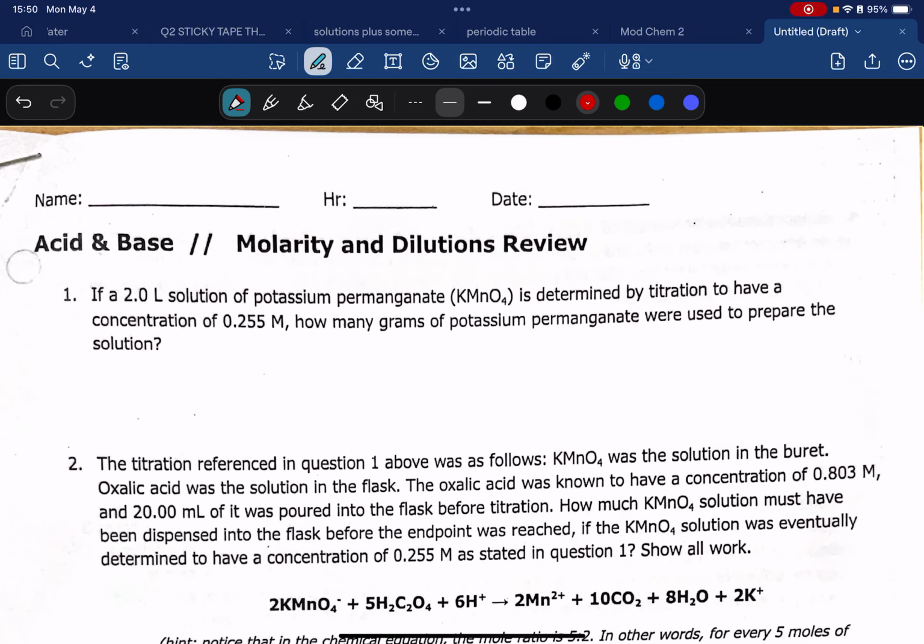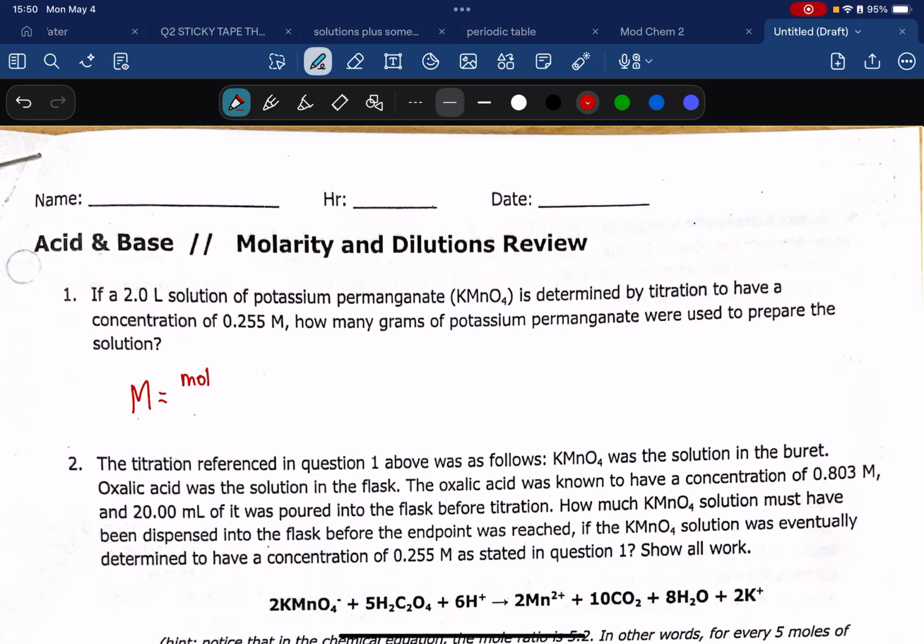All right, question 1 here. A 2-liter solution of potassium permanganate, which is KMnO4, is determined to have a concentration of 0.255 molar. How many grams were used to prepare the solution? You should be able to recognize this by now as just a molarity formula.